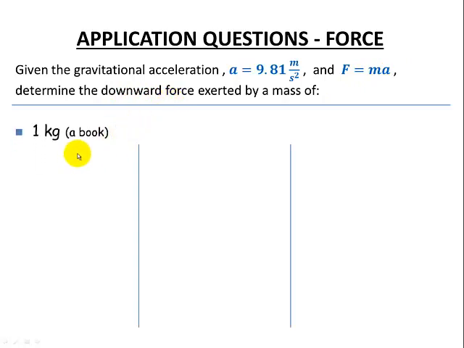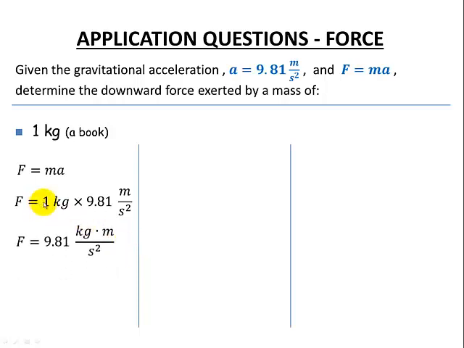So the first one we're going to look at is something small, so maybe a book, and the book weighs roughly a kilogram. Here's our formula. Force is mass times acceleration. Put in our mass, 1 kilogram. Put in our acceleration, 9.81 meters per second squared. Perform the calculation. 1 times 9.81 is just 9.81, and we saw this before, kilograms times meters per second squared is a kilogram meter per second squared.